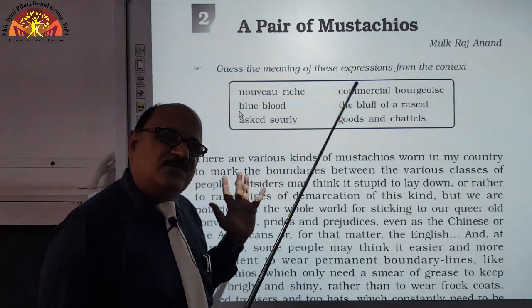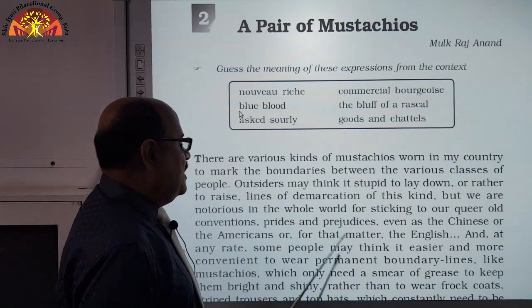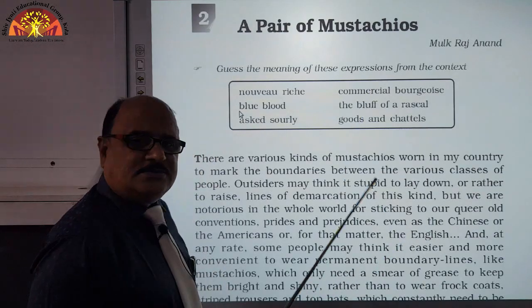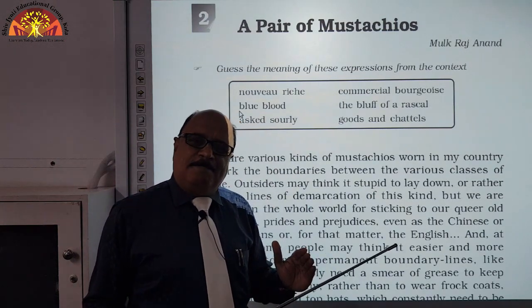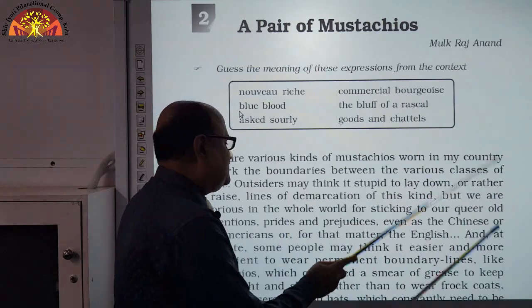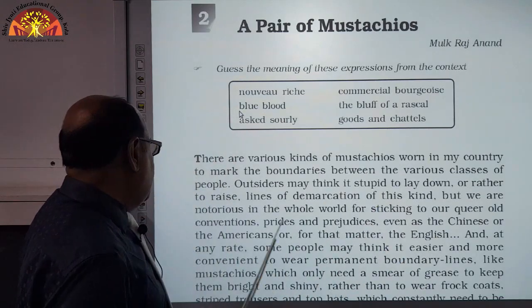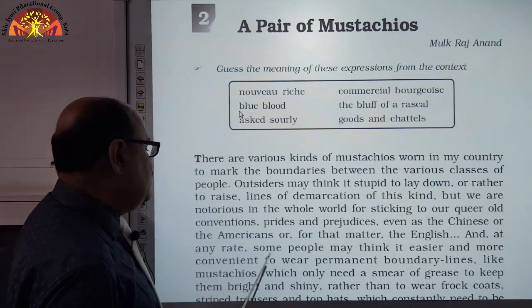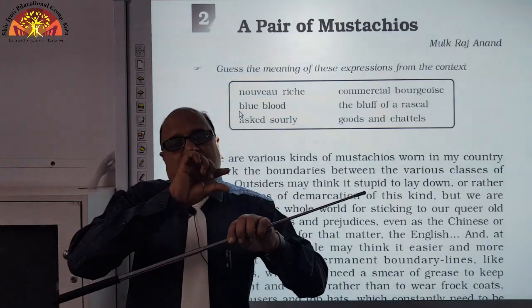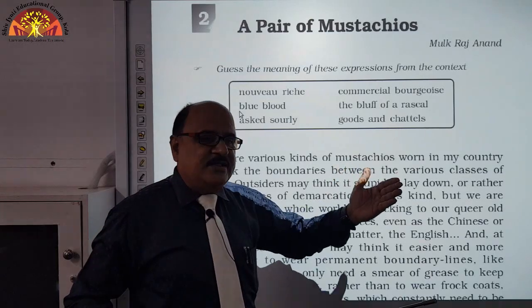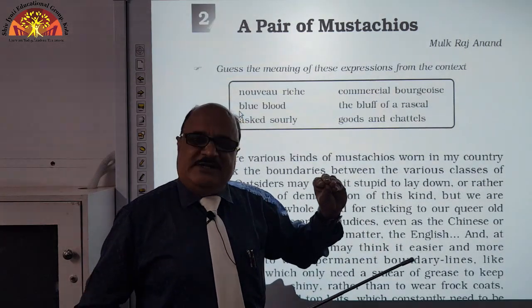We have taken it for one of the conventions or practices. Prides, this is the symbol of a pride and prejudices, right? Even as the Chinese, and this is not the case in India only, but this is similarly popular in other countries like China, America, England, right? English means England, okay? And at any rate, some people may think it easier and more convenient to wear permanent boundary lines. Some people think that it is very easy to set some boundary lines regarding their caste, regarding their classes, different communities according to the shapes and size of mustache.